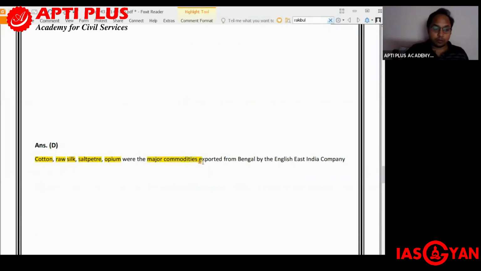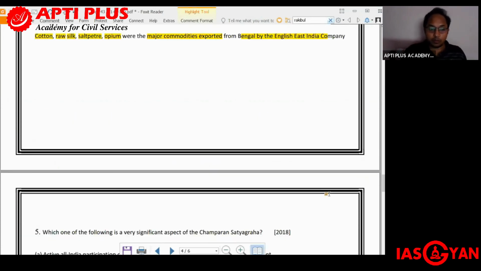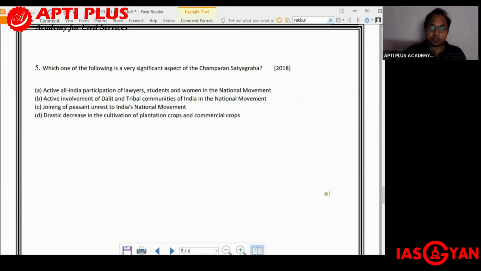Cotton, raw silk, saltpetre, and opium; these were the major commodities which were exported from Bengal by the English East India Company. Now moving on to the last question for today. The last question was also taken from UPSC Prelims 2018.